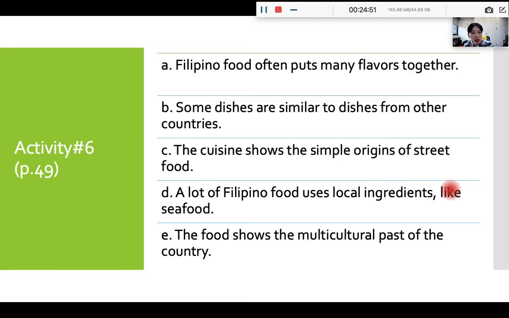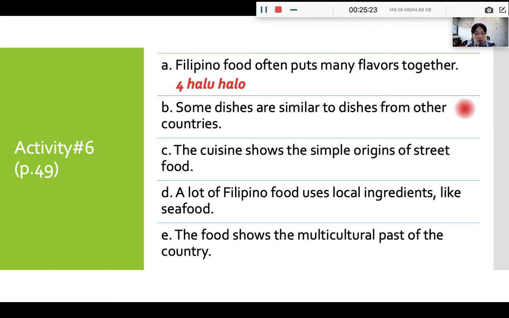So could you take a look at activity 6 on page 49? Match the dish 1 to 5 with the idea that it illustrates, okay? So do that. Okay, I assume you just did it. So let's go over the answer. The first one, Filipino food often puts many flavors together. So which dish is an example of putting many flavors together? So it should be 4, right?